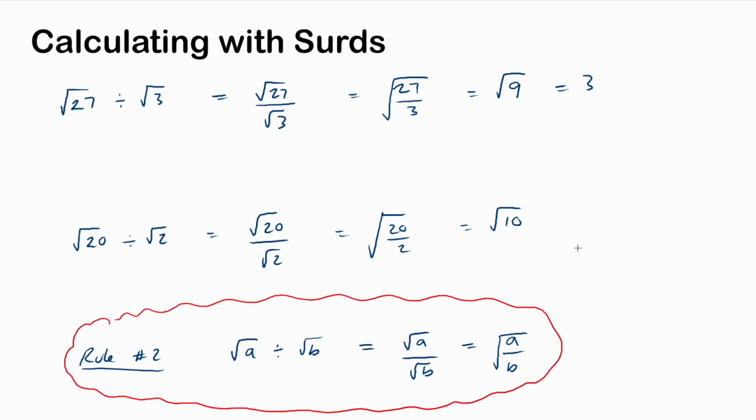So now you can multiply and divide with surds. Have a look at the next video for adding and subtracting.